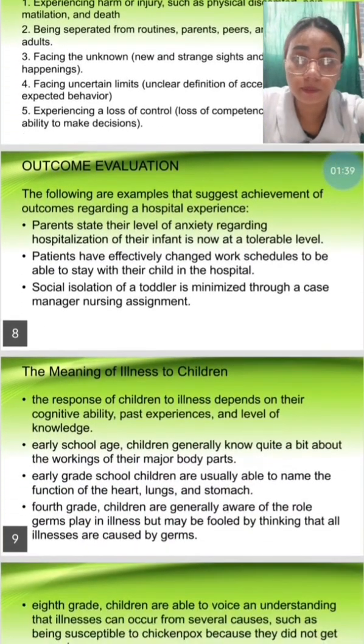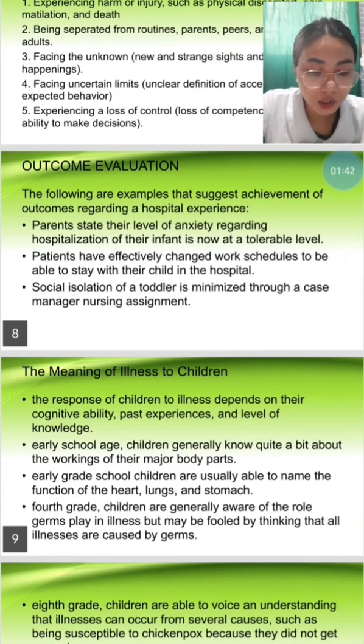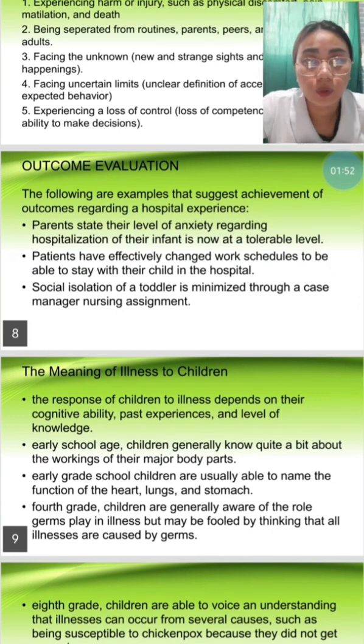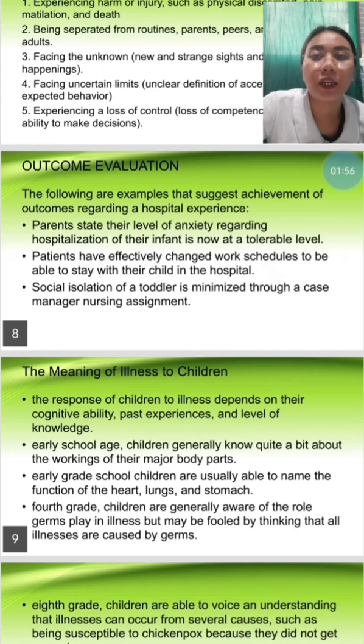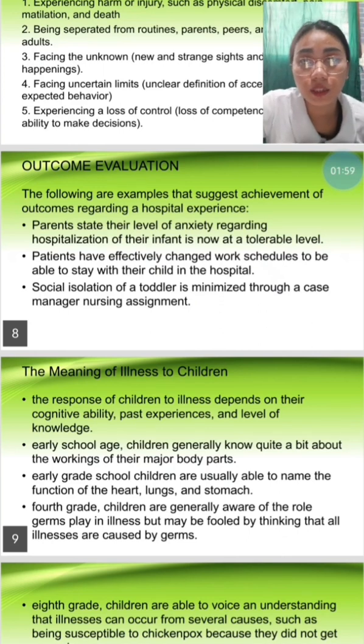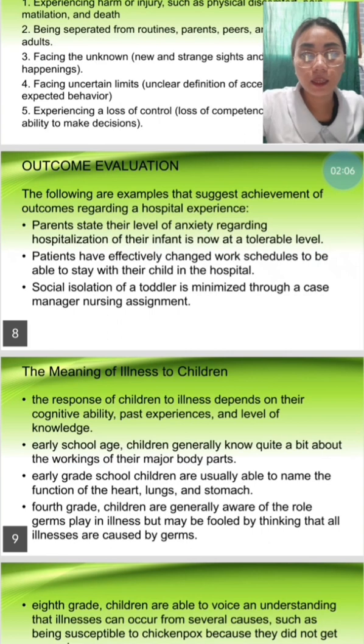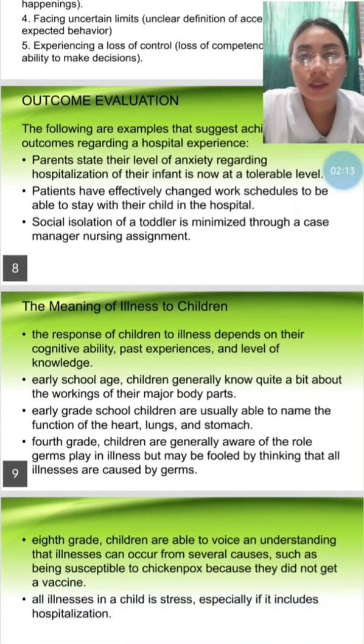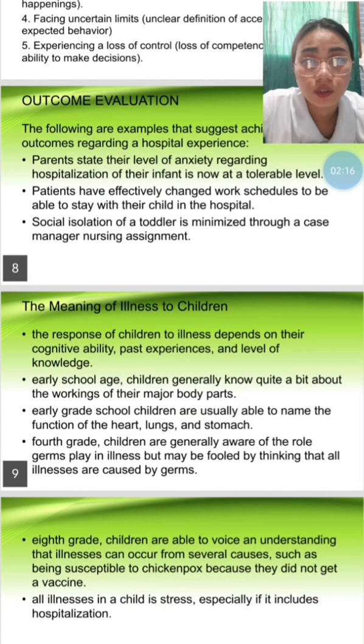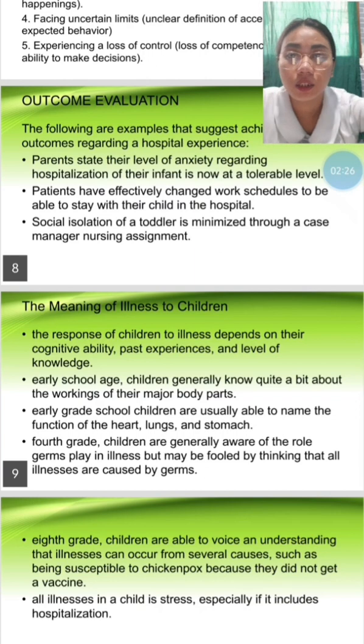So, let's proceed to the outcome evaluation. An evaluation of expected outcomes for the ill child should include specific measures such as whether discomfort was kept to a minimum during the experience. The following are examples that suggest achievement of outcomes regarding the hospital experience. First, parents state their level of anxiety regarding hospitalization of their infant is now at a tolerable level. Next, parents have effectively changed work schedules to be able to stay with their child in the hospital. Next, social isolation of a toddler is minimized through a case manager nursing assignment.